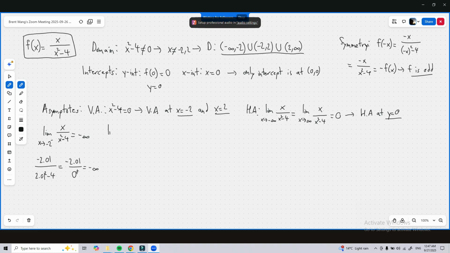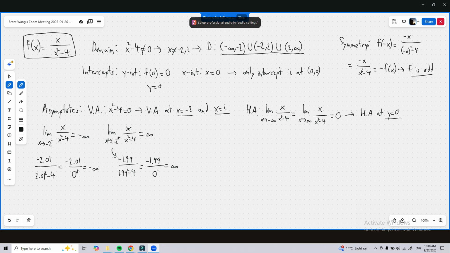Limit as x approaches -2 from the positive side of f of x. So let's look at a number very close to -2 from the positive side. Let's say -1.99, over 1.99 squared minus 4. So we'd have some negative number, and then a very, very small negative number here, which is basically positive infinity. So this limit is equal to positive infinity.